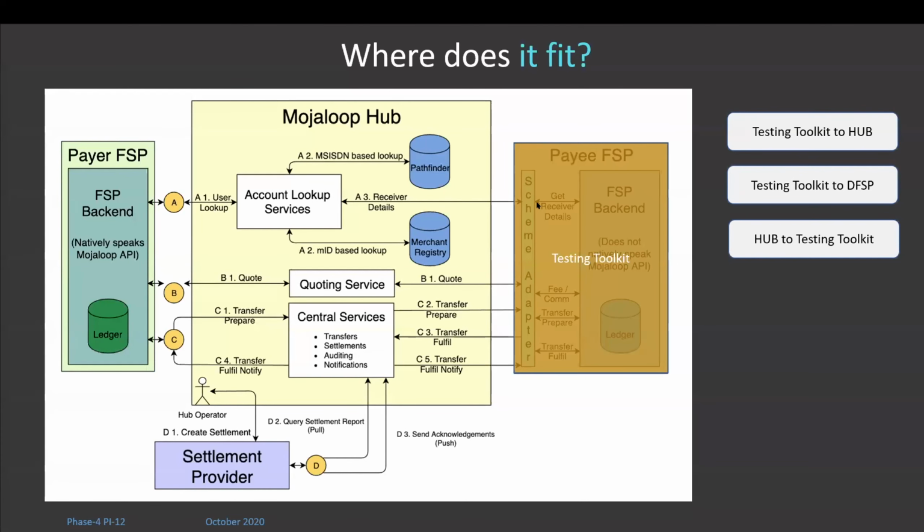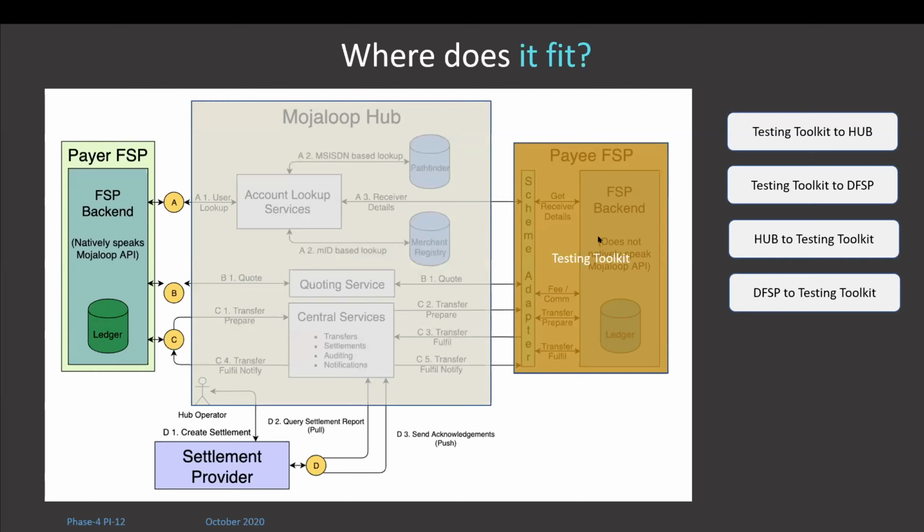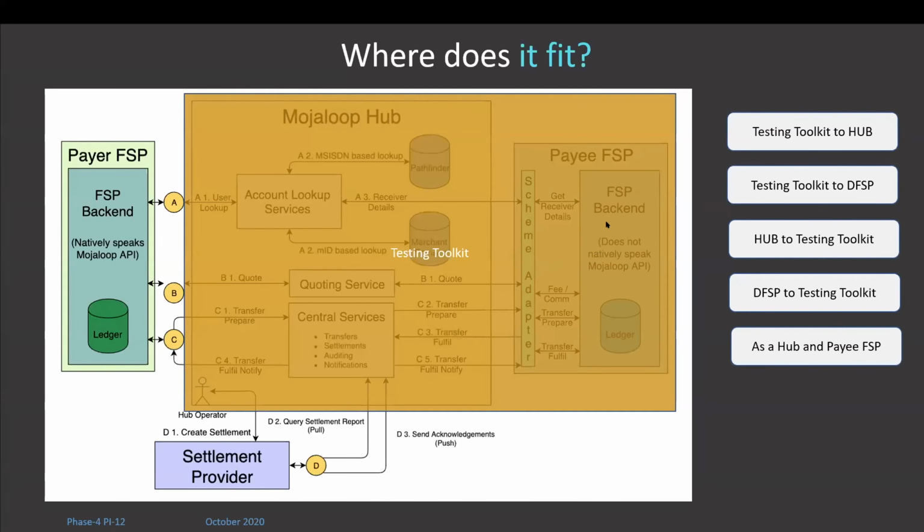And we can simulate the payee FSP also. The testing toolkit can get inbound requests from the Mojaloop switch, and it can generate responses based on the Swagger file provided, which we call mock responses, and it can send them back. And it can also get requests directly from another DFSP. And here we can simulate the whole switch and payee FSP because of the implementation of the testing toolkit.